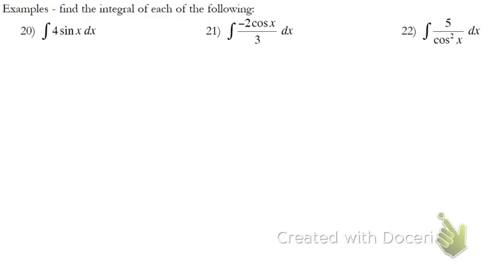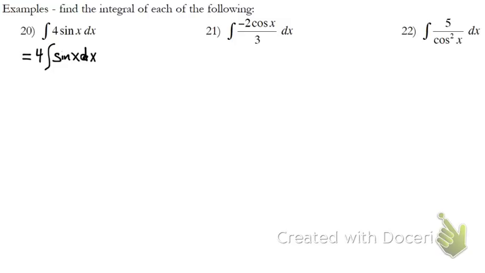So let's take the integrals of these three problems. The first one says find the integral of each of the following, and the first one is the integral of 4 sine of x dx. So remember that 4 is a constant multiple. It just kind of tags along for the ride. If I want to write this correctly mathematically, I would pull the 4 out. So I'd have 4 times the integral of sine of x dx.